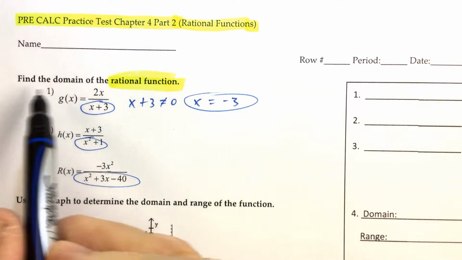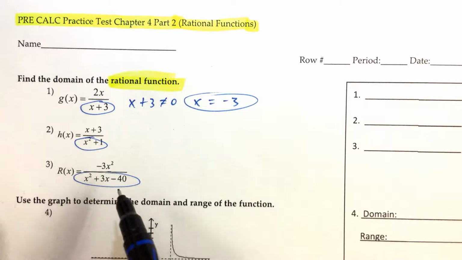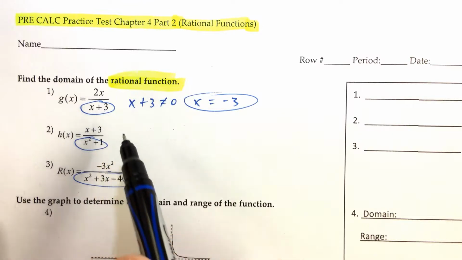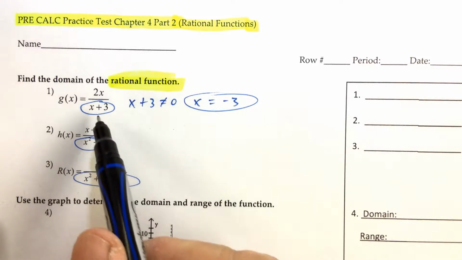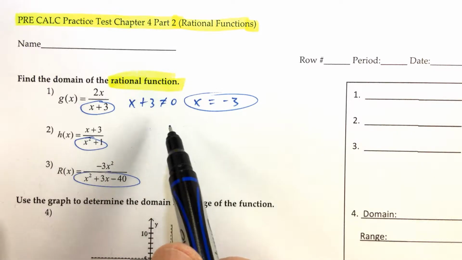So for number one here, finding the domain of a rational function, we know that with all rational functions, because we have a polynomial divided by a polynomial, we could potentially have a denominator that equals 0. So any real numbers that make the denominator 0 are not allowed to be in the domain. All other real numbers are allowed to be in the domain.